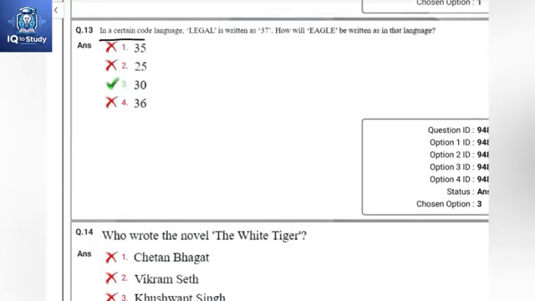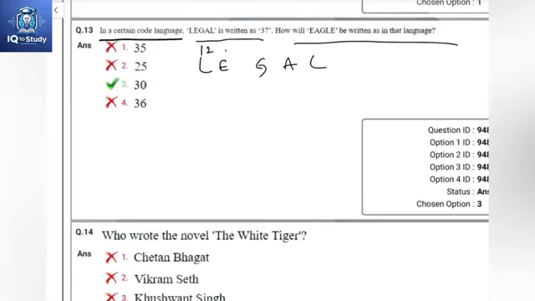In a certain code language, legal is written as 37. How will eagle be written in the same language? Let's take the positional values of the letters. L means 12, E means 5, G means 7, A means 1 and L is 12. Let's add these values and check whether it is 37. 12 plus 5 plus 7 plus 1 plus 12 is equal to 37.